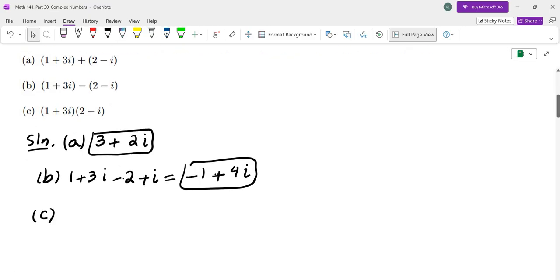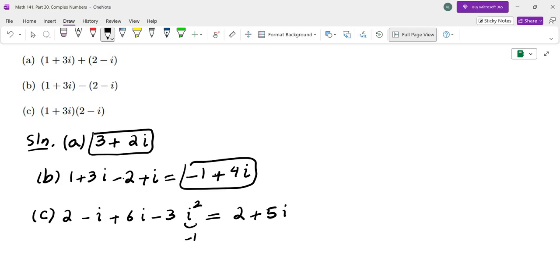For part c, we'll have to distribute, so we get 2 minus i plus 6i minus 3i squared. 2, and then minus i plus 6i is going to be plus 5i. i squared is -1, so minus 3 times -1, that's plus 3. So that is 5 plus 5i. So that's the answer to this part.